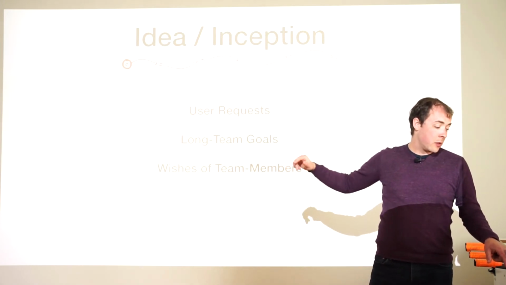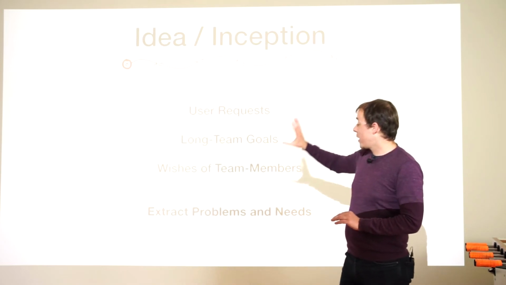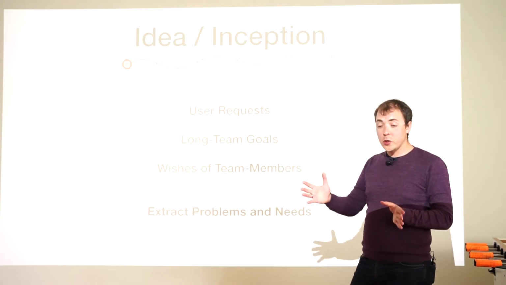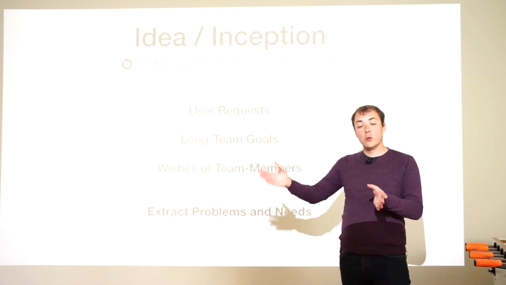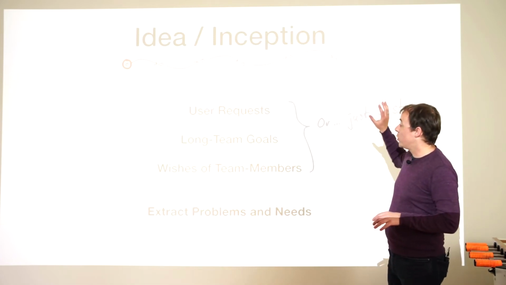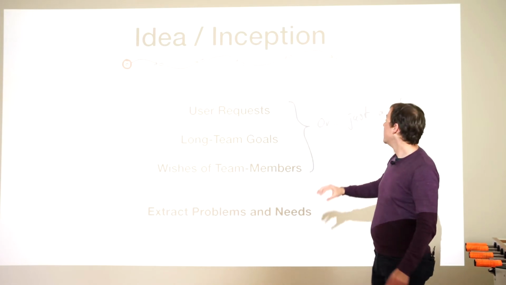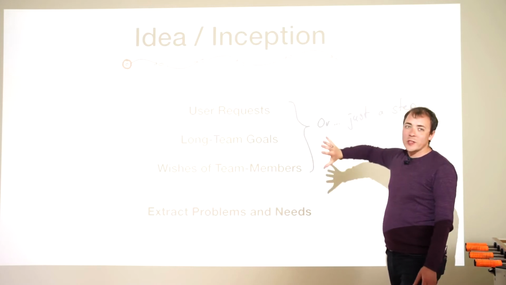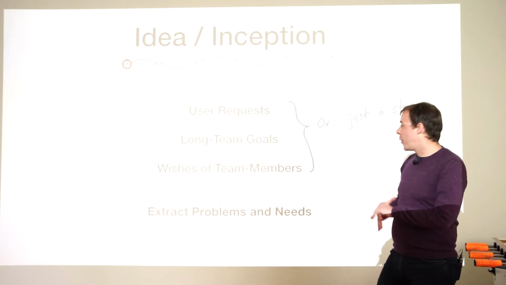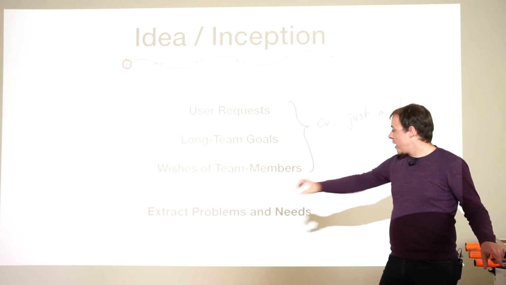And from all of that, the first and most important step is to extract the problems and the needs. You can't go and build a feature with a solution. You need always to retract and go back to understand the problem. Of course, we don't always commit to our whole long-term goals and say, now we're going to build our long-term goal. Most of the time, we usually just do a step towards the user requests, a step towards the team goals. We try to find the smallest thing that we can build to go in that direction. But let me get back to extracting problems and needs.